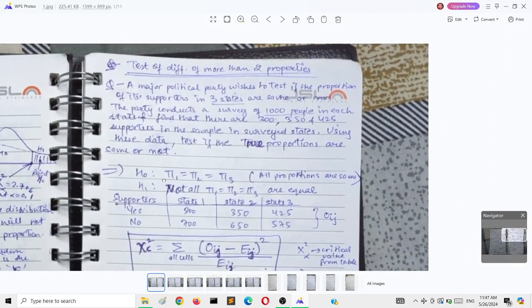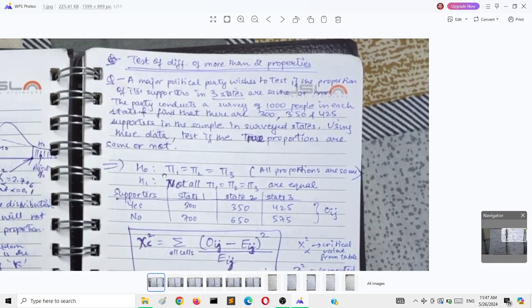Okay, so the first scenario where chi-square will be used is the test of the difference of more than two properties, right? When we have more than two properties, we do the test. A major political party wishes to test if the proportion of its supporters in three states is the same or not, right? So the party wants to examine the proportion of supporters in the three states by examining their votes in those three states.